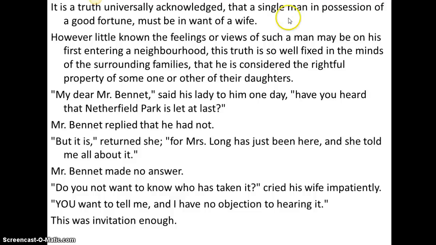So immediately Austen deconstructs the first opening sentence, showing that it's really the surrounding families that believe this very silly notion that he is the property, particularly if he's a man of good means. And then we have this example become specific with Mr. and Mrs. Bennet.